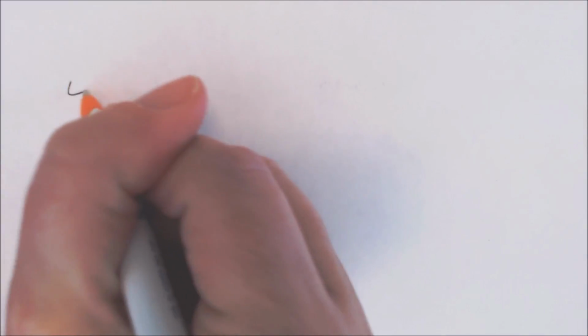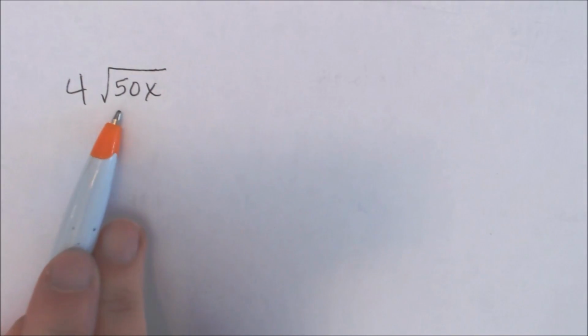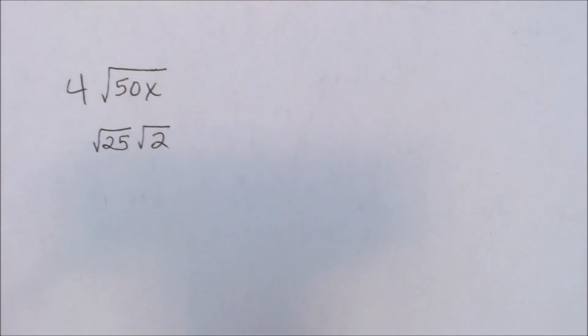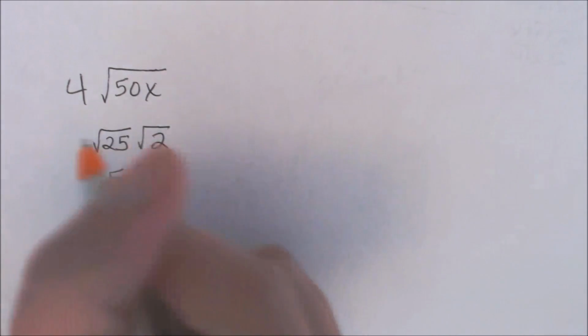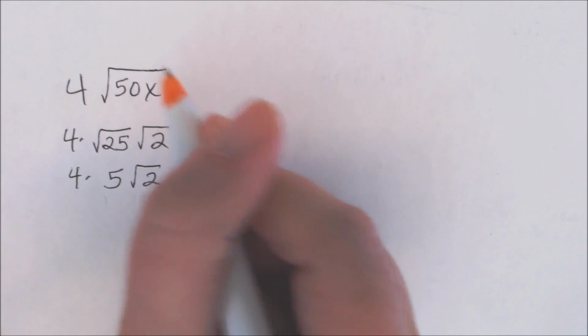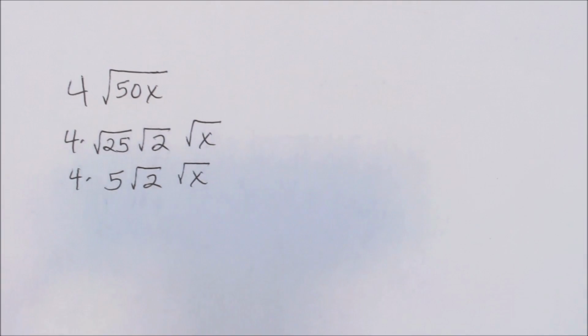So we had 4 times the square root of 50x. Let's just start with that. We can break the 50 down into the square root of 25 times the square root of 2. And that breaks down into 5 times the square root of 2. Don't forget, though, we had the 4 in the front. And by the way, the x was still under the radical. I did not do anything with that. So there's still a square root of x remaining.